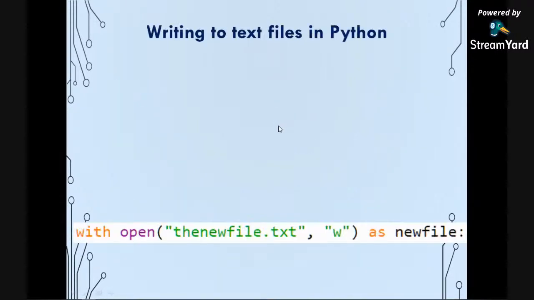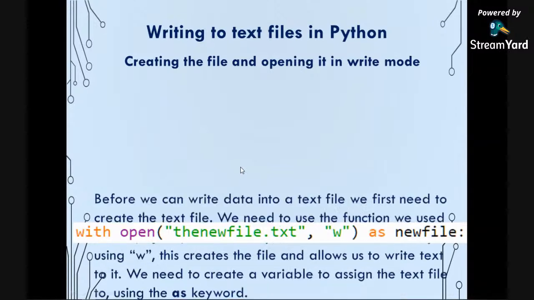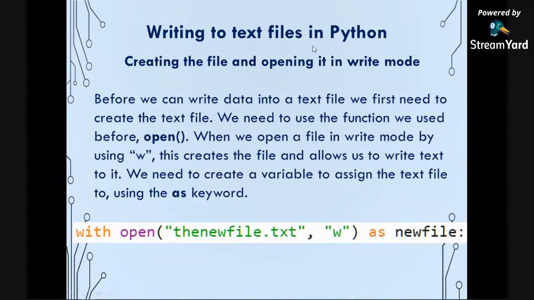Okay, so when we write to text files in Python, we need to actually create the file, open it in write mode. Now you can see here that I've got with open the new file.txt. This can be called whatever you want it to be. So you're obviously creating the file here, so you can call it whatever you want.